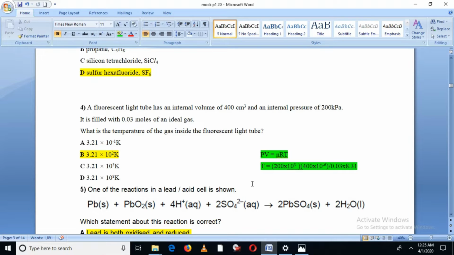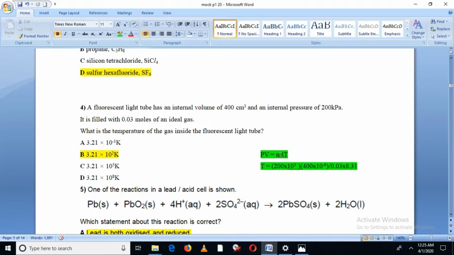Now coming back to our next MCQ, that was MCQ number 4. A fluorescent light tube has an internal volume of 400 centimeter cube and an internal pressure of 200 kilopascal. It is filled with 0.03 moles of an ideal gas. What is the temperature of the gas inside the fluorescent light tube? The answer is B. How did it come?